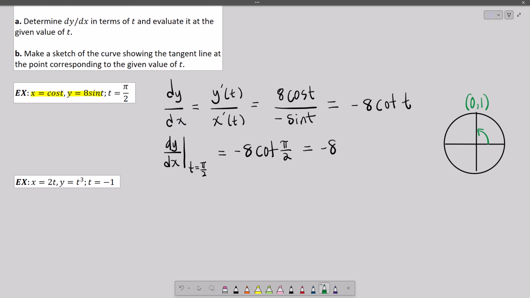Tangent is y over x. Tangent is slope. So tangent is undefined here, 1 divided by 0. Cotangent is the reverse, the reciprocal. So it's x divided by y. 0 divided by 1 is 0. Yeah, good. So it's negative 8 times 0.